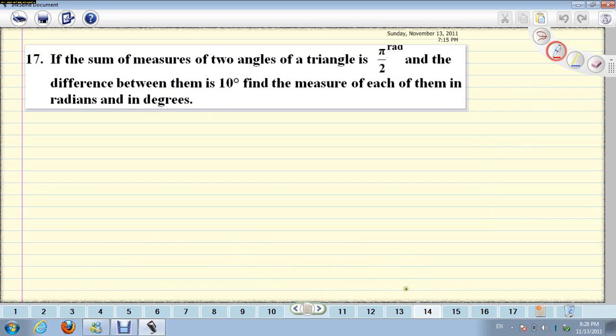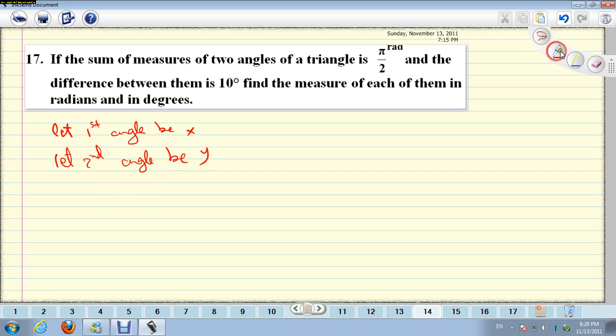Okay, exercise 17, we are on the same page, page 46, and it says that the sum of measures of two angles of a triangle is pi over 2 rad, and the difference between them is 10. Find the measure of each of them in degrees and rad. It's a word problem. We did something like this in the class. So let the first angle be x, and let the second angle be y.